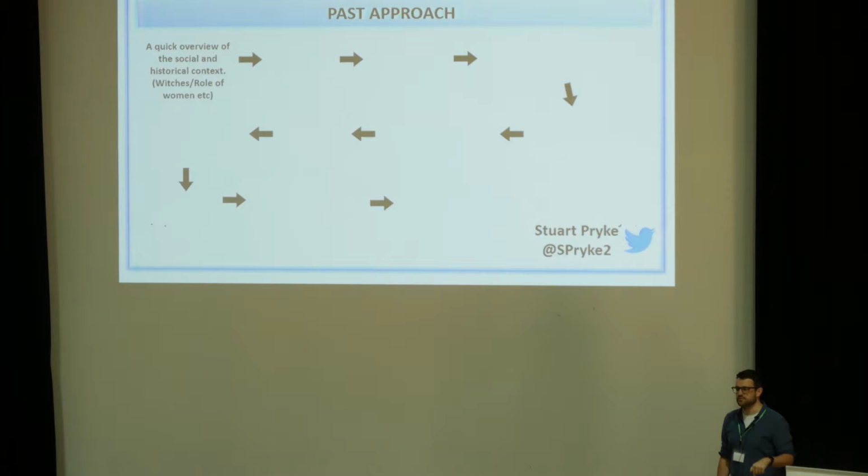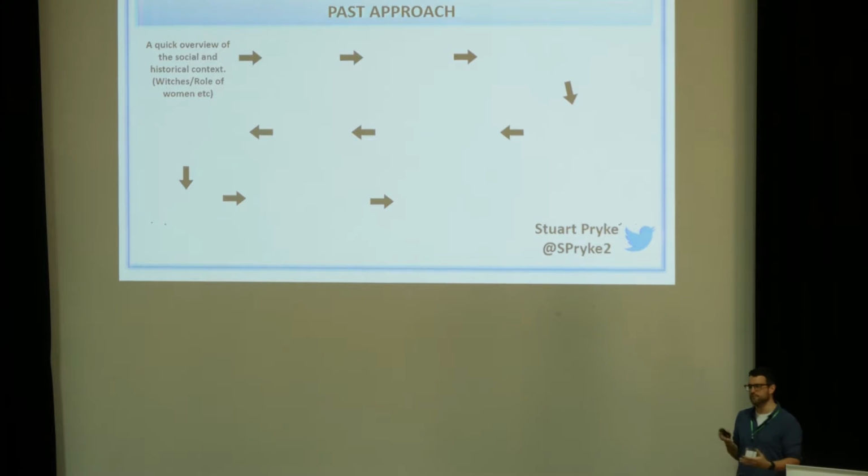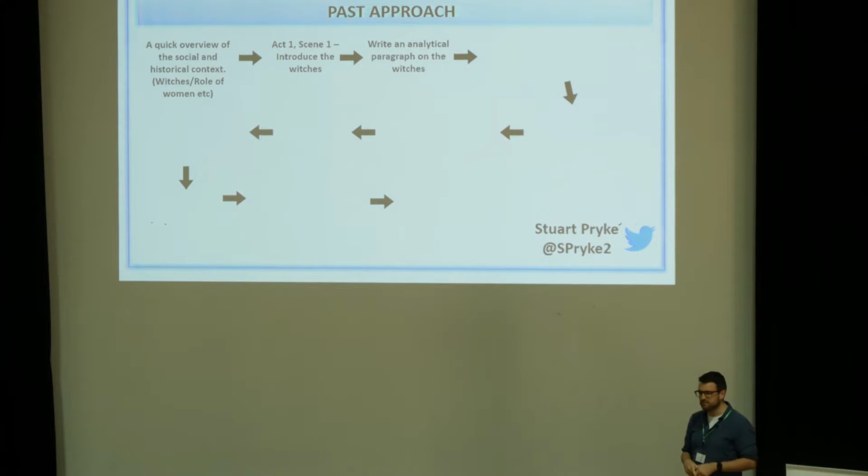This is our past approach. This is what we used to do at our school, and some of you may recognise this type of approach. So we would start Macbeth with a quick overview of the context, just to give them enough so they understand what's going to happen in Act 1, Scene 1 at least: role of women, witches, that sort of thing. We'd read Act 1, Scene 1, we'd probably get them to do a bit of analysis on Act 1, Scene 1, have a short presentation on the witches. We'd continue reading.